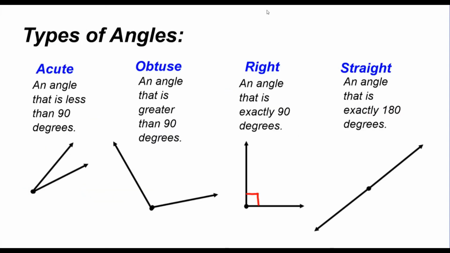There are four types of angles. We have an acute angle, which is an angle that is less than 90 degrees. We have an obtuse angle, which is any angle that is greater than 90 degrees. We have right angles, which are angles that are exactly 90 degrees. And we have straight angles, and that's an angle that is exactly 180 degrees. And it's called a straight angle because it basically looks like a straight line.